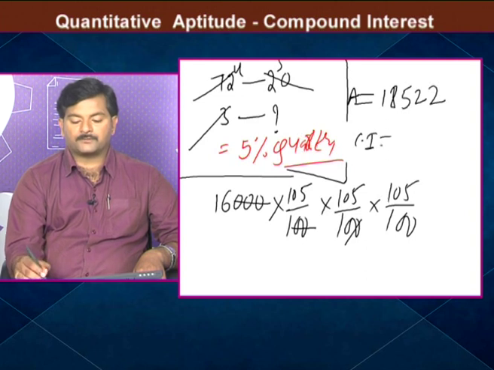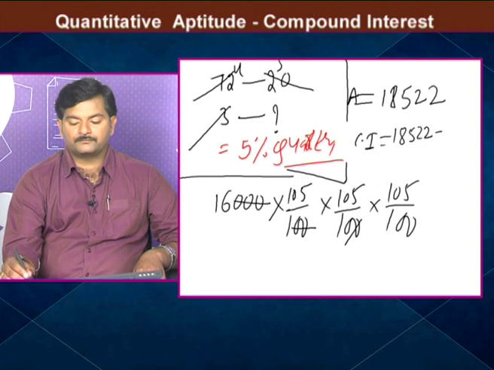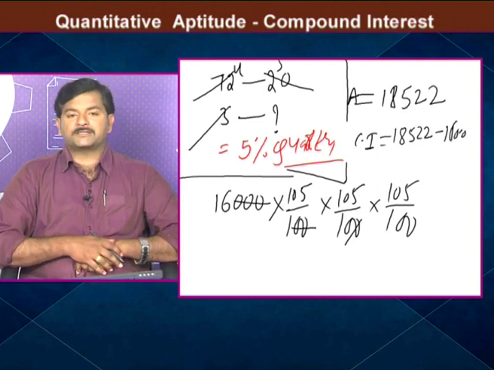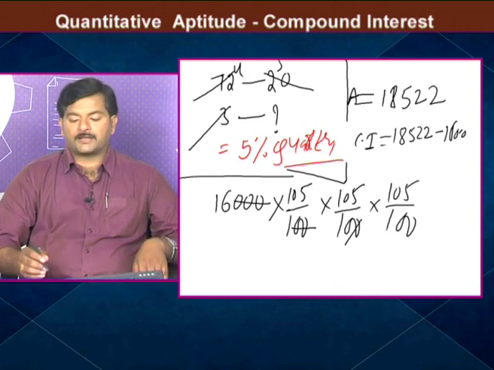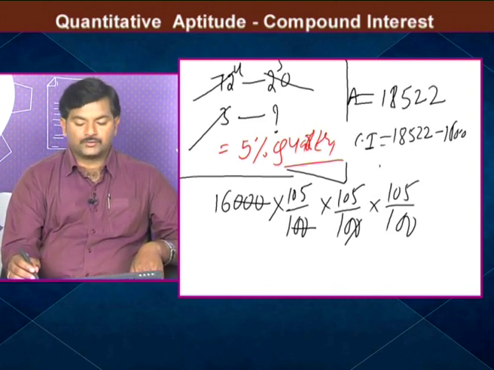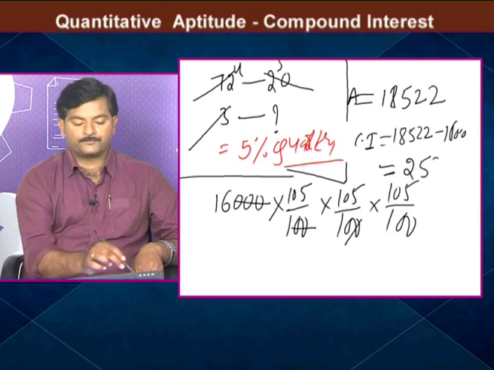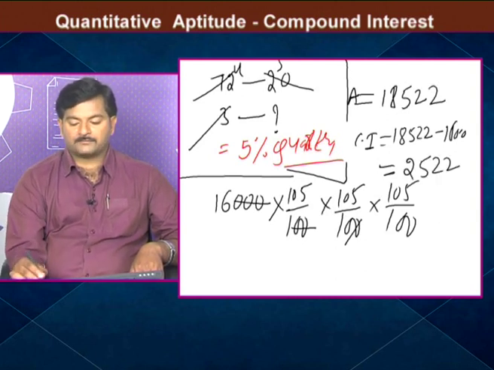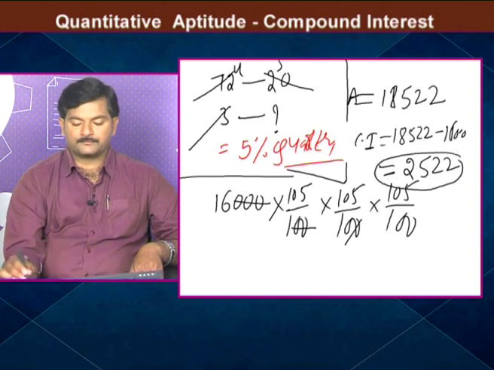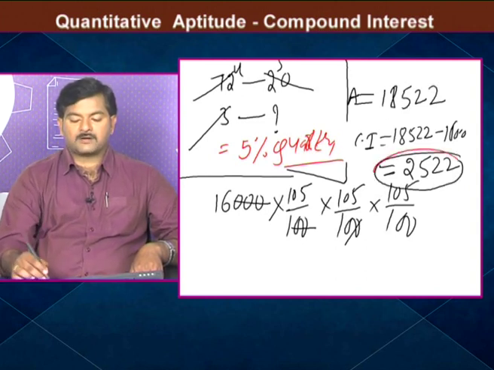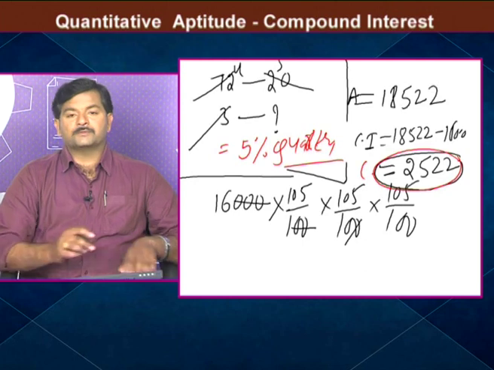Compound interest equals 18,522 minus 16,000. So what am I getting? Final answer: 2,522. This is the compound interest. This is the answer for the given question.